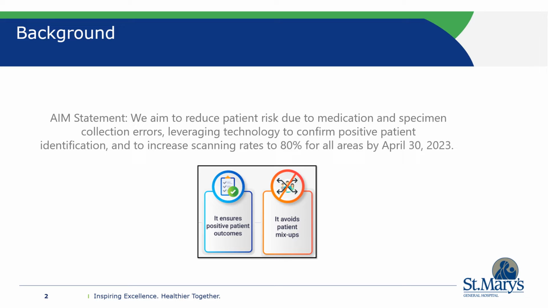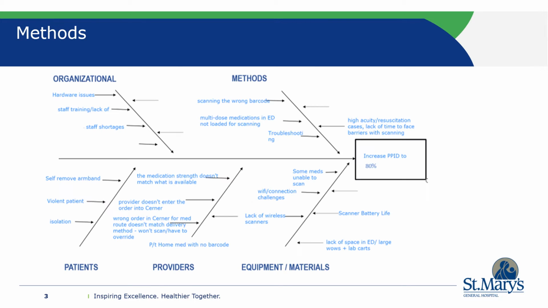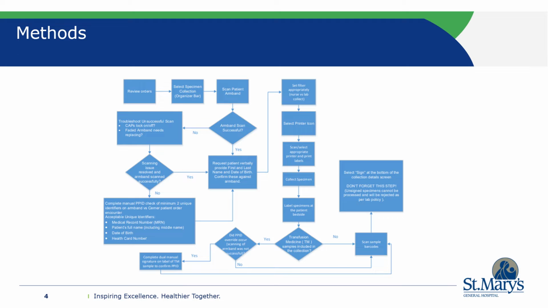The organization utilized the PDSA cycle of quality improvement. We engaged a working group made of stakeholders who offered their input on processes and procedures in their respective areas. A fishbone diagram was created to ensure we looked at the project from an organizational, methods, patient and provider, and equipment and materials perspective. A process map was created to capture all the steps of the process of scanning a medication or specimen.